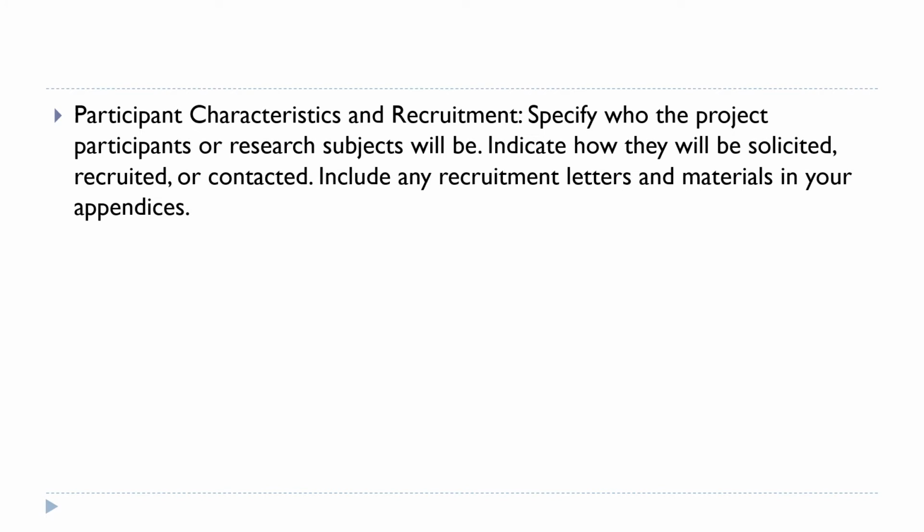This is just a prompt from the IRB proposal that you'll be filling out next semester. So this asks the person who's applying for IRB approval to specify who the project participants or research subjects will be, how they'll be solicited, recruited, or contacted, and so on. So this is one of the things that I want you to think about in your method section, and this is why, because you'll be asked to talk about that in further detail on the IRB form.